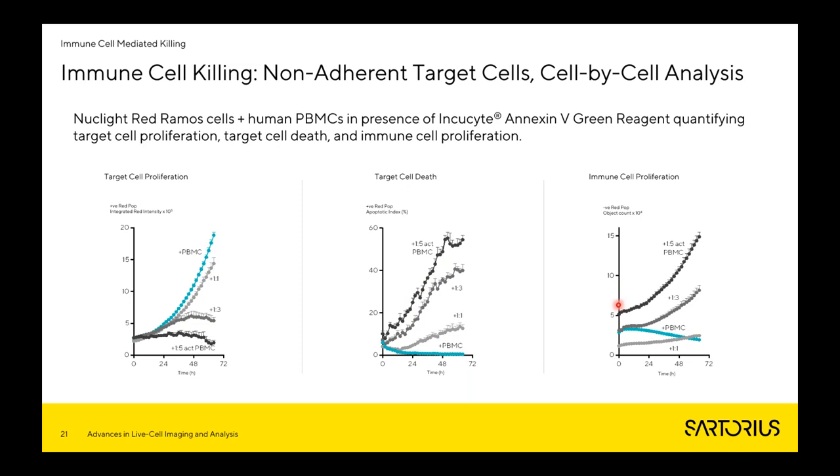Again, we can look at immune cell proliferation using the cell-by-cell module, and here we can see that, as you would expect, as there are more PBMCs in this well, we have the highest degree of proliferation with those activated PBMCs.